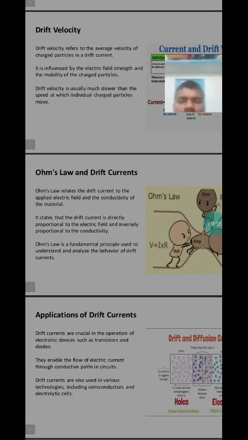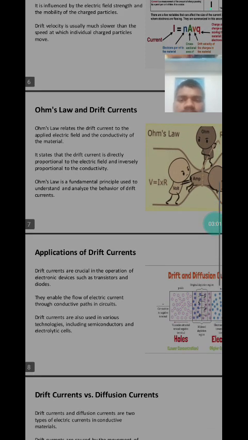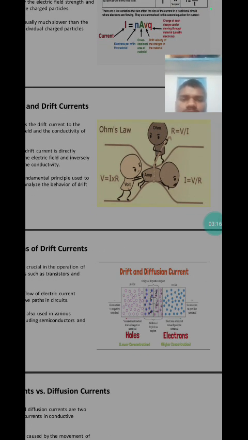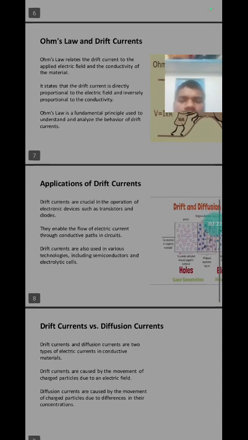Ohm's law and drift currents. Ohm's law relates the drift current to the applied electric field and the conductivity of the material. It states that the drift current is directly proportional to the electric field and the conductivity. Ohm's law is a fundamental principle used to understand and analyze the behavior of drift currents. Ohm's law: V = IR, R = V/I, I = V/R.